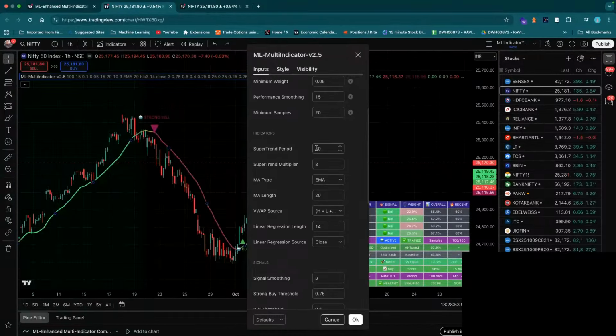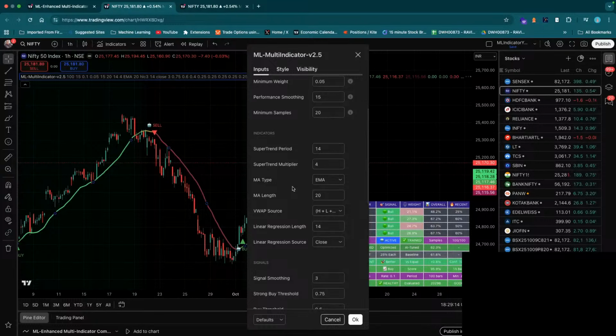Then coming to the other indicators, you have the super trend period, which is 10, and the super trend multiplier, which is 3. Sorry, this is the multiplier. You can change it if you wish to. You can make it 10-4 if you want, or you can also make this 14 or 21, whichever way you would like.